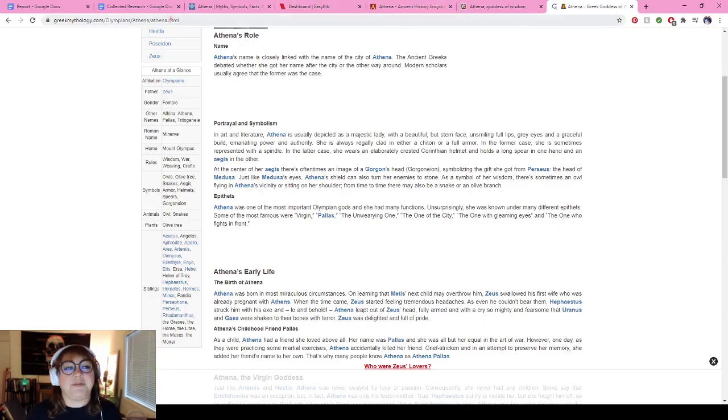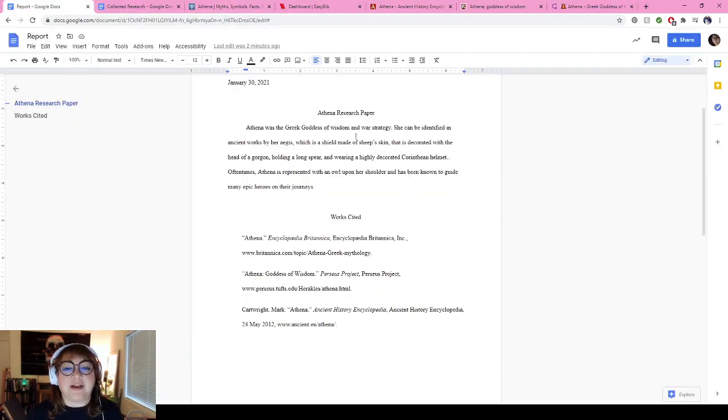So this whole paragraph was written with a multitude of different ideas from different people. I did not come up with this information all by myself. I was not born with this information in my brain. Even if I was, I still should probably cite where I looked it up that helped me put this together. So, Athena was the Greek goddess of wisdom and war strategy. This is a little bit of information that I got from the Athena Encyclopedia Britannica.